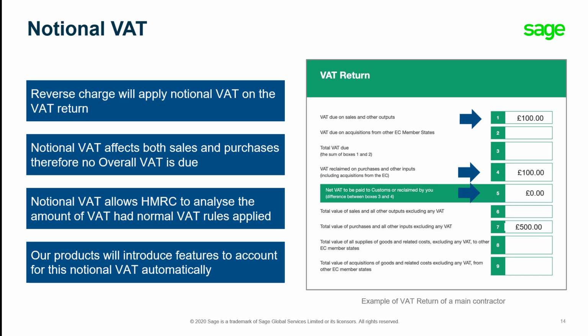The reverse charge will apply what we term notional VAT to the VAT return. So a notional VAT affects both sales and purchases. Therefore, there's no overall VAT due on the VAT return. As you can see in our example here, boxes 1 and 4 contain the same value, therefore cancelling one another out, leaving box 5 with no overall figure. This notional VAT allows HMRC to analyse the amount of VAT that would have applied if normal VAT rules applied. Now, our products will introduce features to automatically account for this for you, and we will demonstrate that later for you.